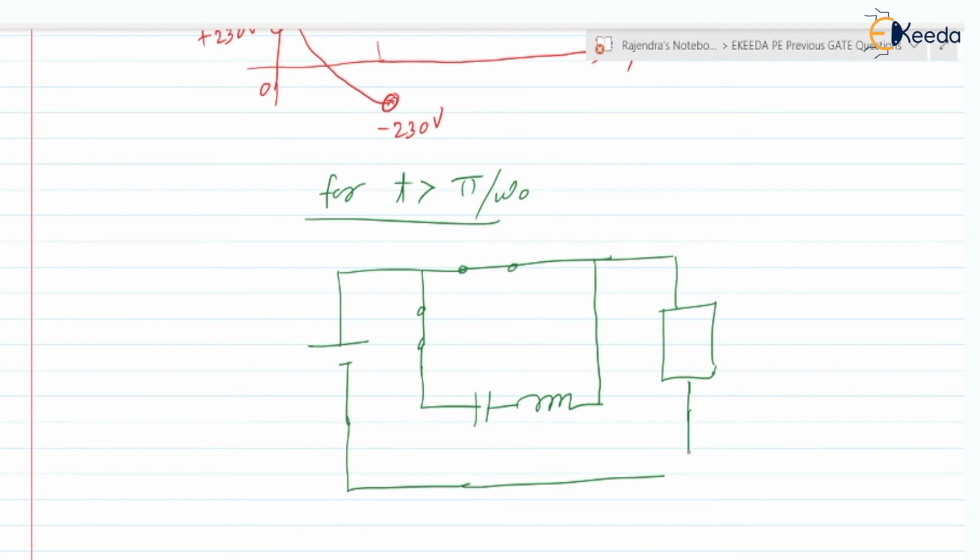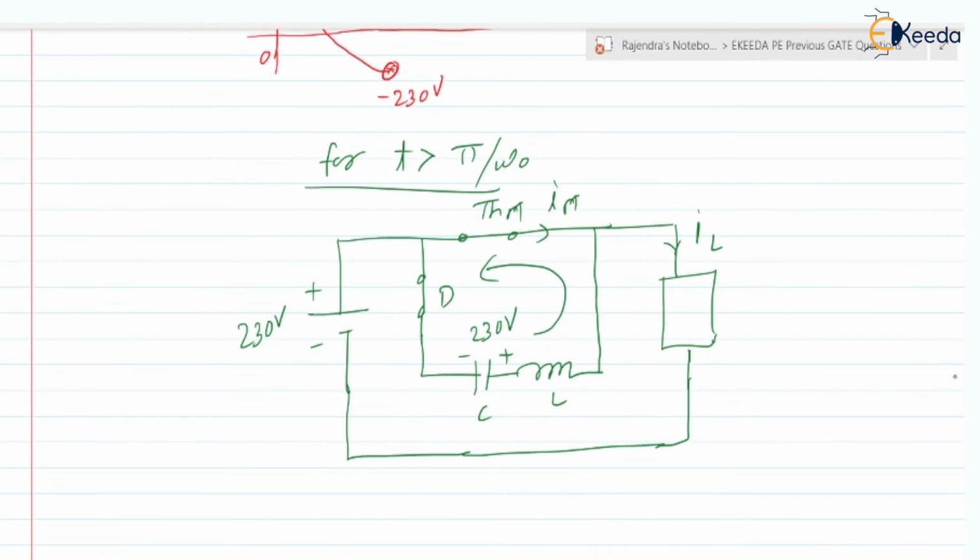So in this loop, this voltage is 230 volt. Here it is a diode. Here it is a THM, right? Initially the current was IL, okay? But the capacitor starts discharging. This voltage is 230 volt, and there is an inductor and a capacitor. When the capacitor starts discharging through this loop, okay?